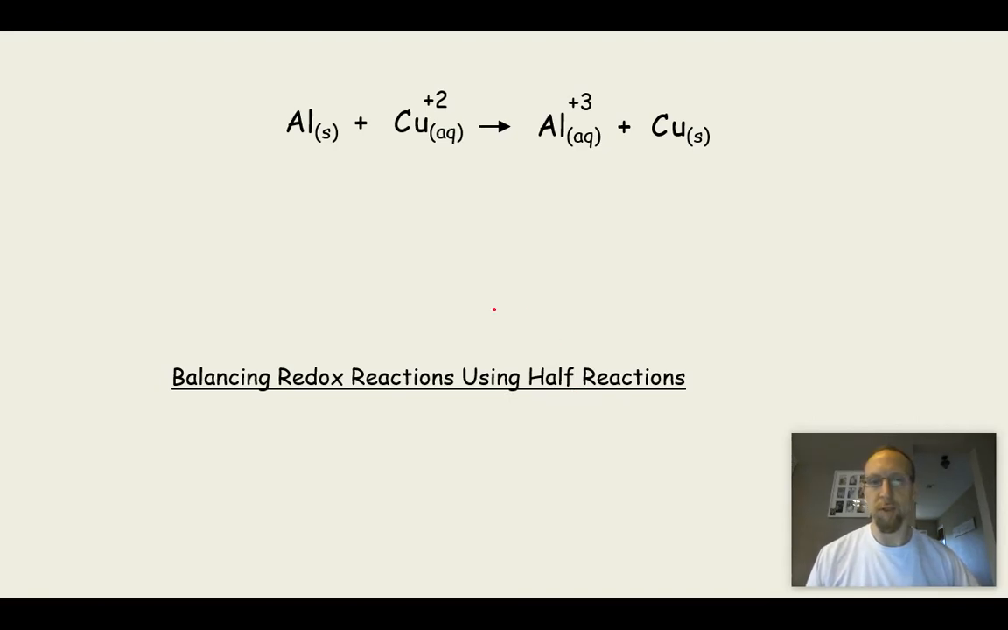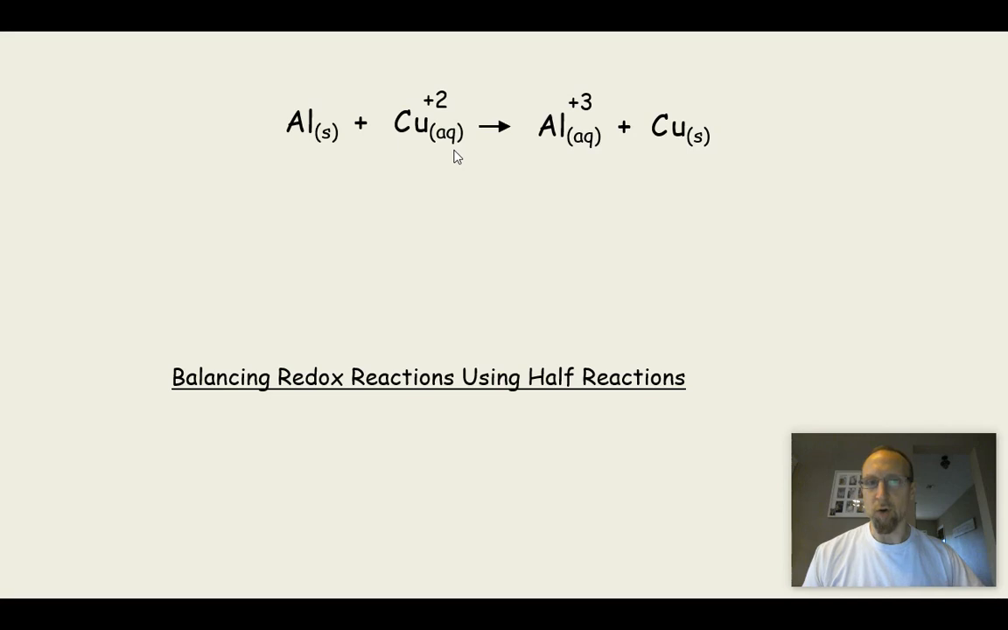So why are we doing things differently? Well, look up here. We see aluminum is reacting with copper ions. Copper is not just going to be present as an ion all by itself. Really what's happening here is copper is in an ionic compound with some negative ion that we're not seeing. That would be our spectator ion. So we're not really getting the whole picture here.